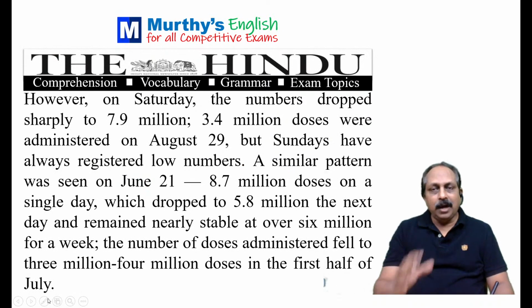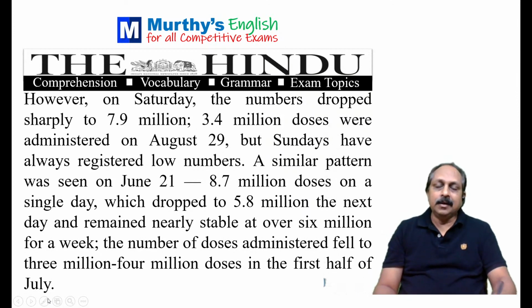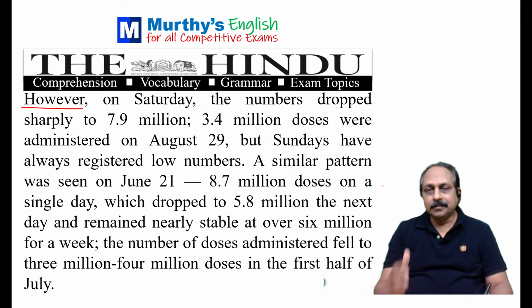However, usually writers make a statement, they provide information. Immediately, they try to provide contrasting information. How do we express contrast in English? Using words like however, though, although, but. However, on Saturday, the numbers dropped sharply to 7.9 million. 10 point something dropped immediately to 7.9 million. It shows that there's no consistency. 3.4 million doses were administered on August 29th, but Sundays have always registered low numbers.